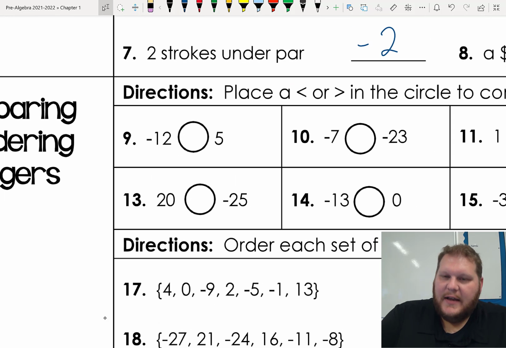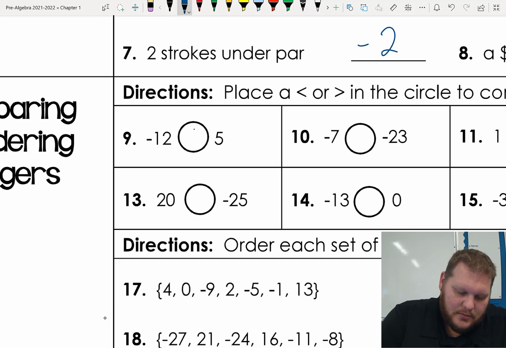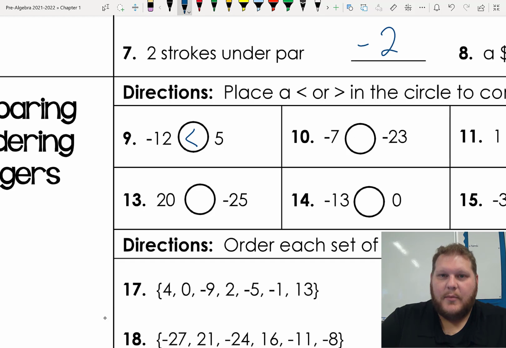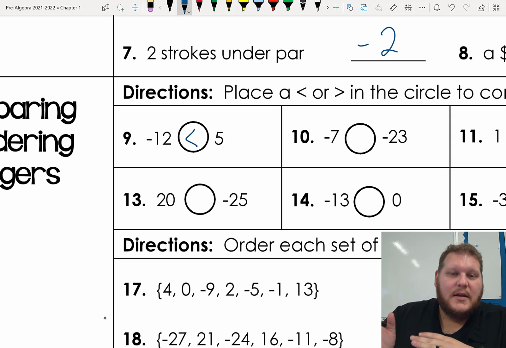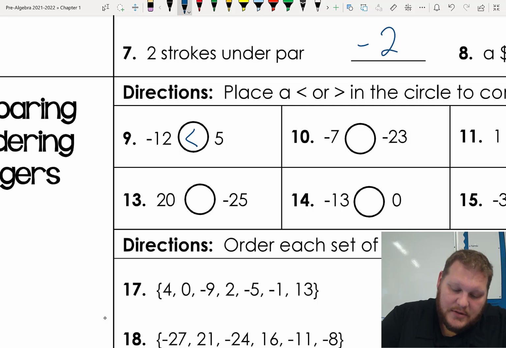Negative 12 and 5, that one's pretty easy. Positive is always going to be greater than a negative, so that one should be set up that way. So greater than, again, it always opens up to the bigger one. For number 10, negative 7 and negative 23, this one, 2 negatives, so actually the one that's further to the right is the smaller digit. So negative 7 is closer to 0, it's further to the right than negative 23 is, so negative 7 is actually the greater number in that case.